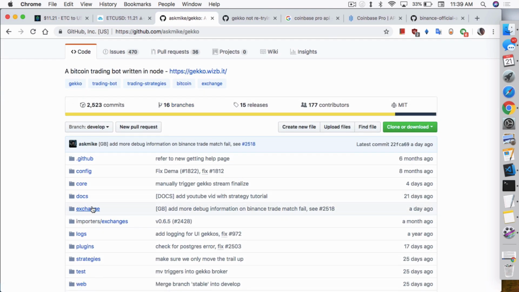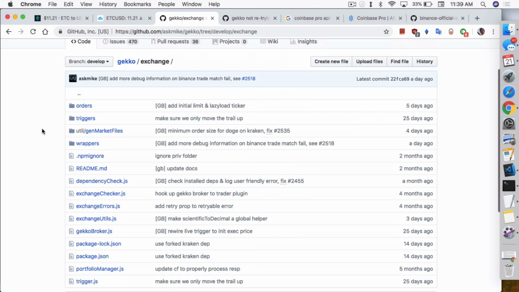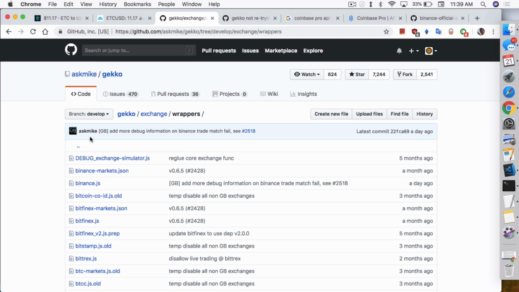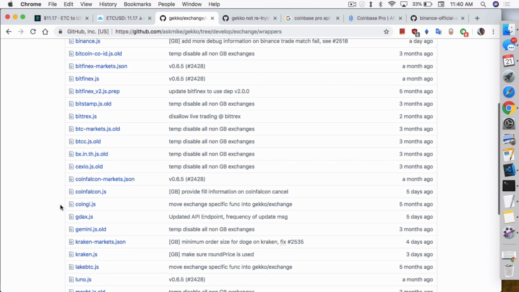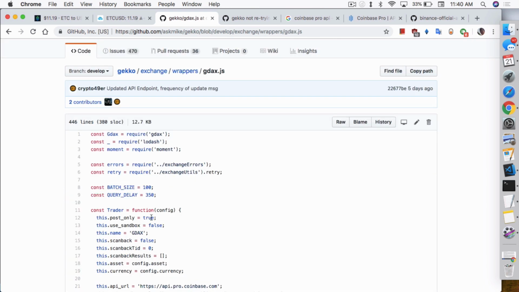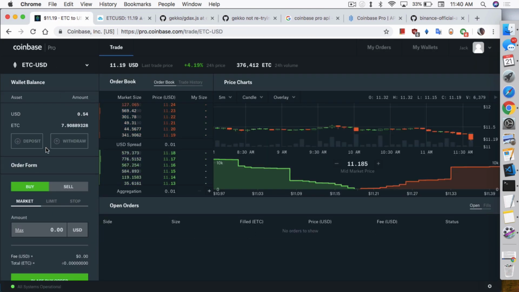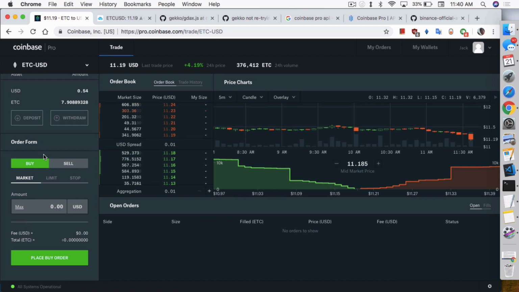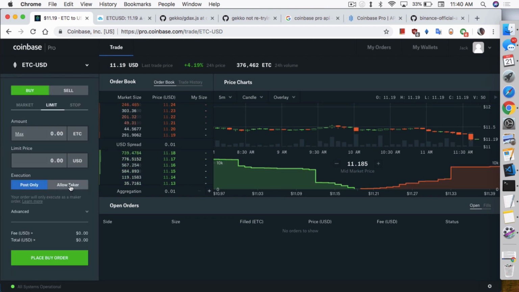So inside the exchange folder inside Gekko, you have to go to the wrapper folder, and that's where Gekko uses each exchange's API and communicates with these APIs with these wrappers that people have written up. If you open up GDAX, for example, there's this option called post only. What it supposedly does is if you set it to post only equal false, so you actually see it in the interface itself, you go over here, you set it to limit. There's an option post only or allow taker.